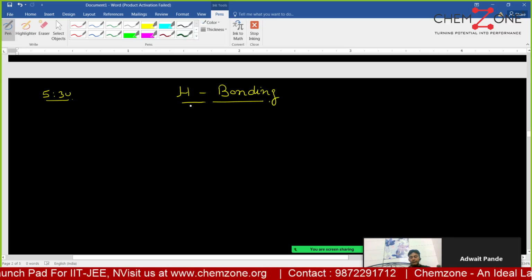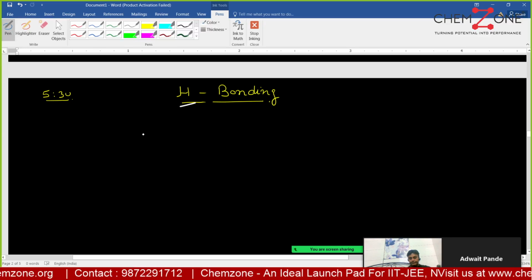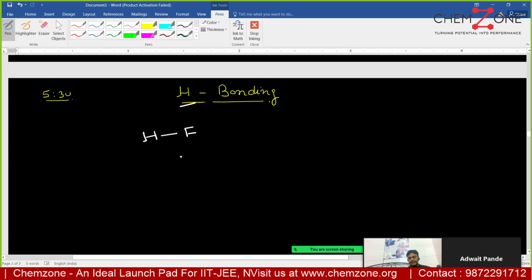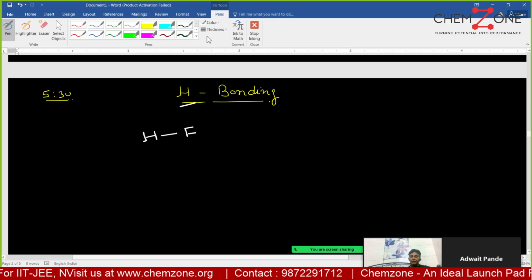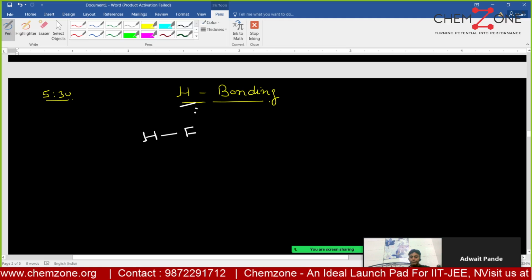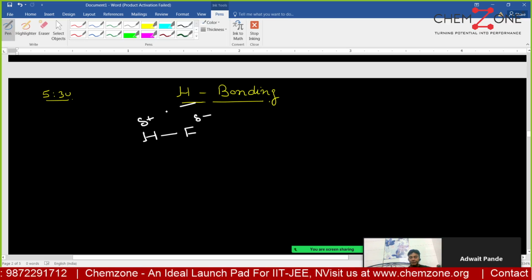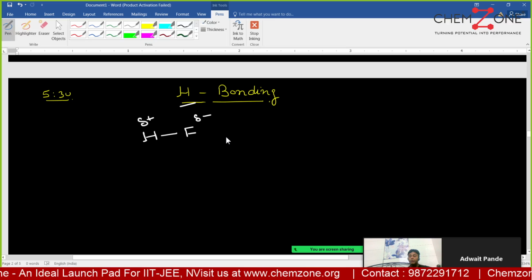Okay. Next, we have hydrogen bonding. Consider this is a molecule of HF. Out of fluorine and hydrogen, fluorine is more electronegative. It has a partial negative charge, and hydrogen has a partial positive charge. So I can say the molecule has a dipole. It's a polar covalent molecule. Yes or no?